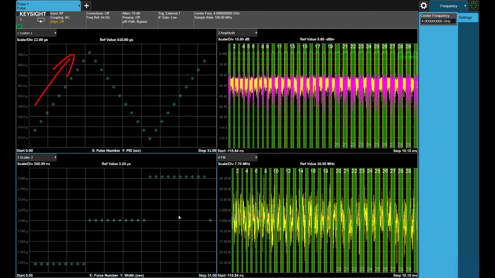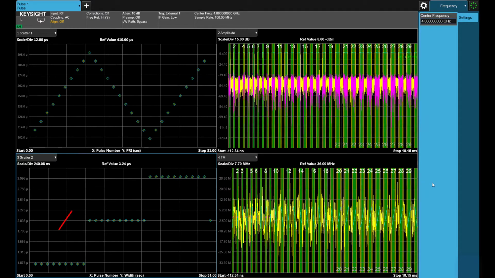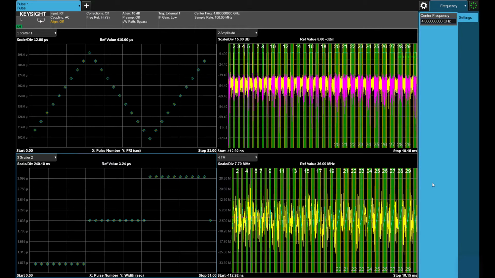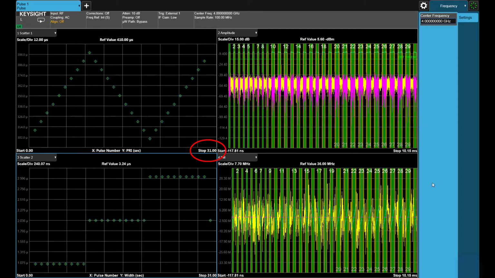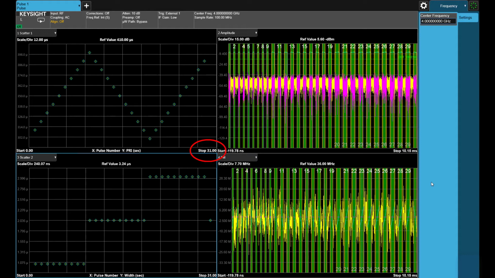Notice that the PRI increases and decreases from pulse to pulse, where the pulse width is also increasing and decreasing, but not as frequently. Currently, we are capturing about 30 pulses with gated acquisition. It allows us to only capture the on time of the pulses without wasting memory on the dead time.